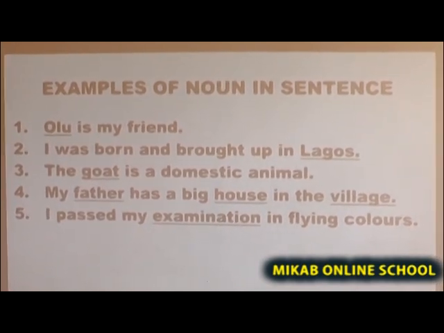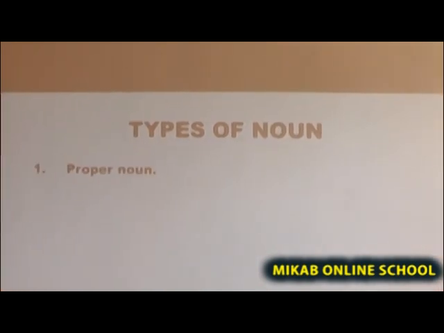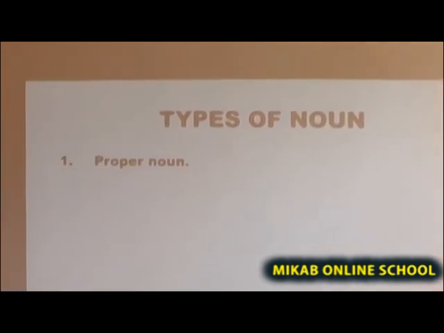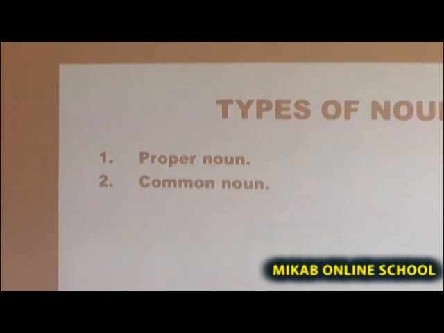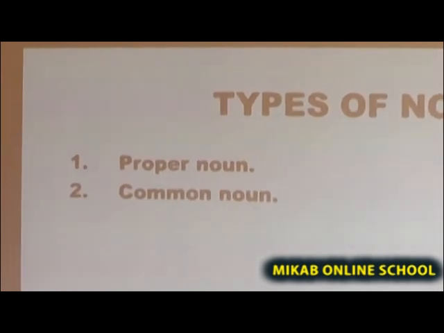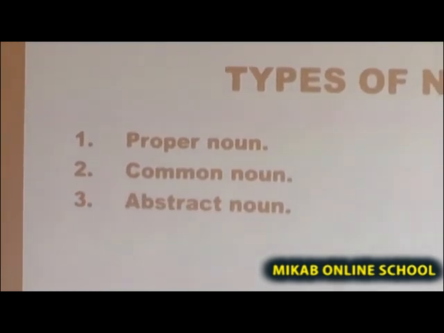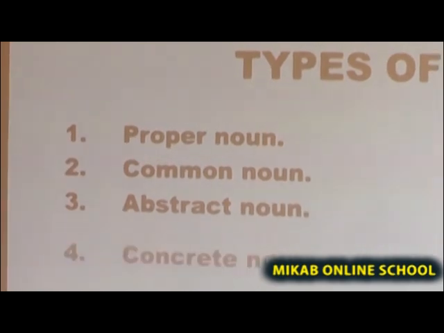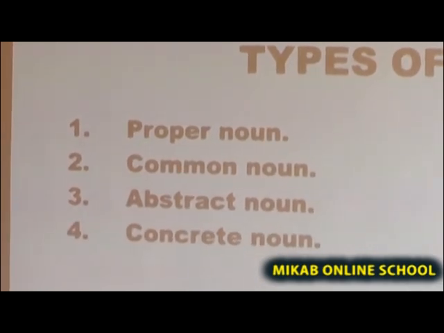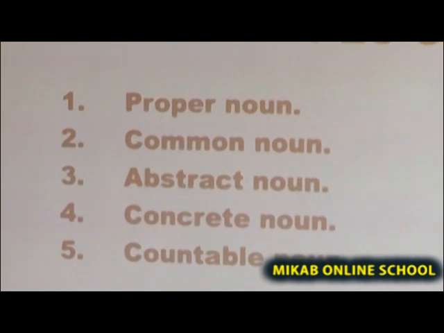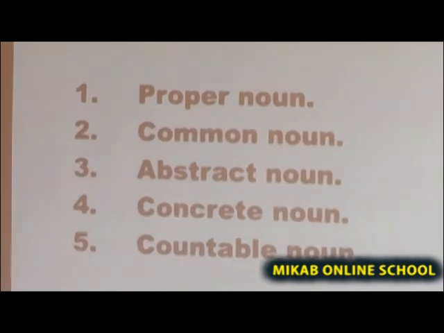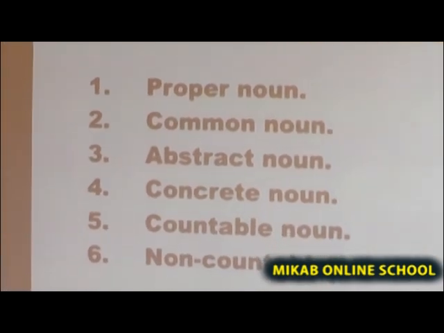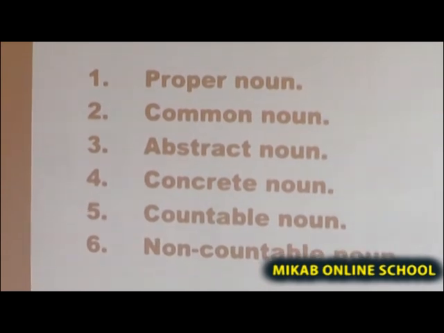So now we shall be looking at the types of noun we have in English grammar. Number one of it is proper noun. The second one is common noun. The third one is abstract noun. The fourth one is concrete noun. The fifth one is countable noun. And the last one is non-countable noun.